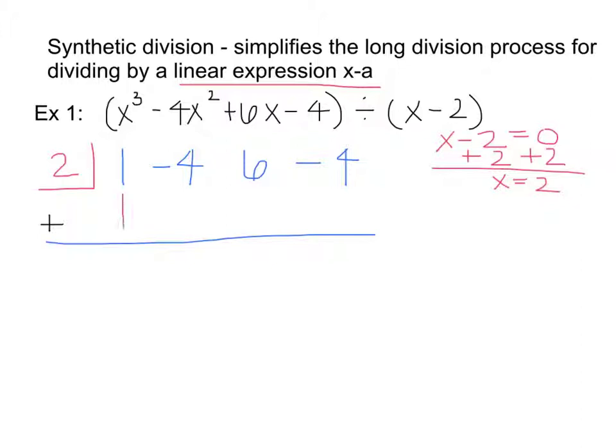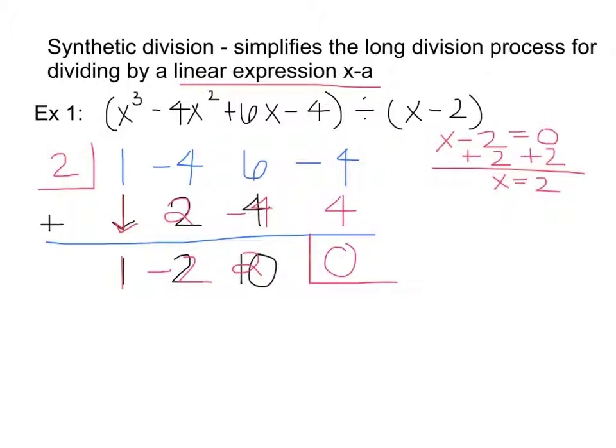The first thing you're going to do is bring down the 1. And then you are going to multiply 2 times 1 and you get 2. And then since that's the addition line, negative 4 plus 2 gives me negative 2. And then you repeat the process all over again. 2 times negative 2 gives me negative 4. And 6 plus negative 4 gives me 2. Multiply again. 2 times 2 gives me 4. Negative 4 plus 4 gives me 0.